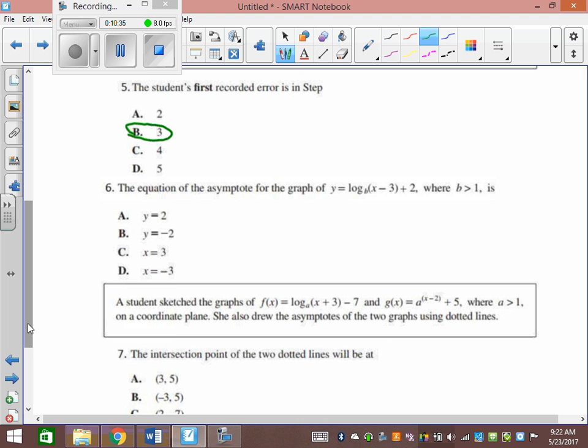The equation of the asymptote of the graph of y equals log base b of (x minus 3) plus 2, where b is greater than 1. People say, I can't put it in my calculator, it has a b. It tells you b is greater than 1. You could put in a 2, a 3, a 4, a 5, and then look at it. It's not going to change your asymptote.